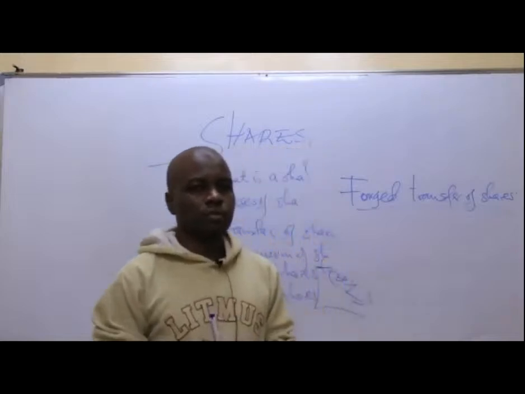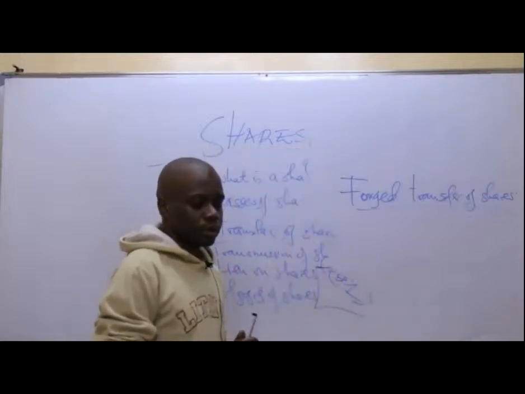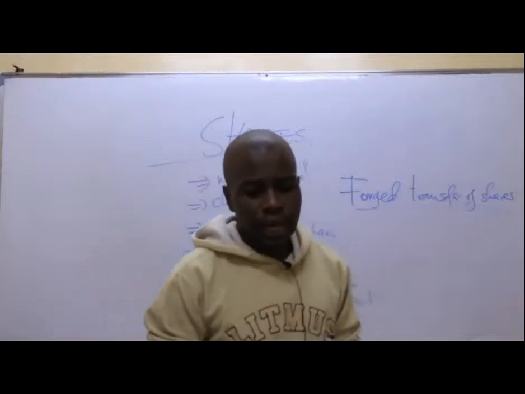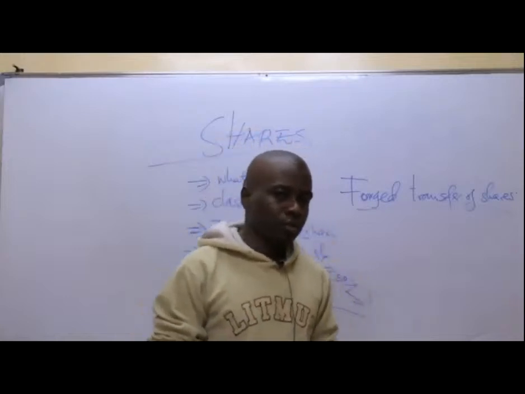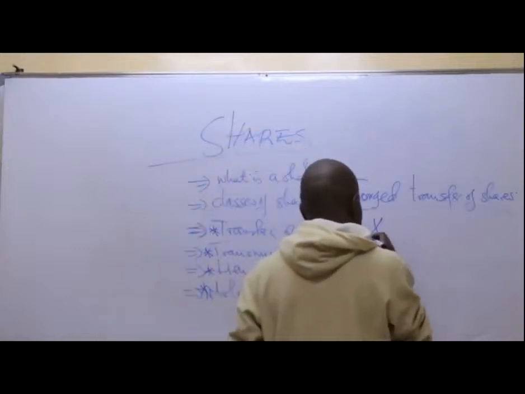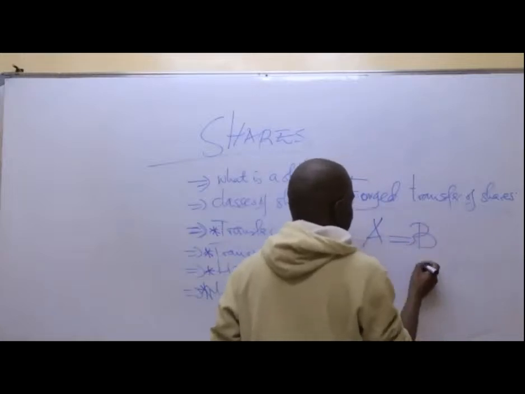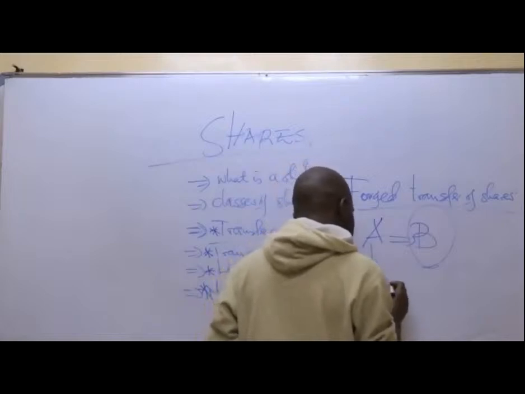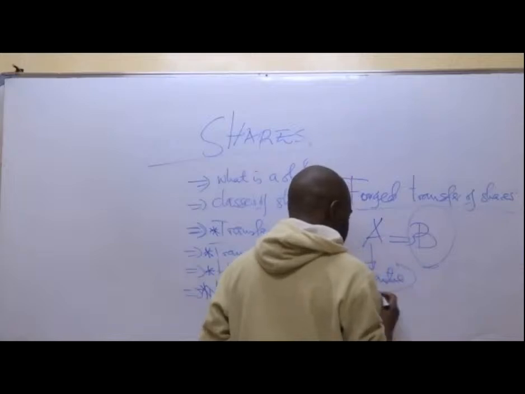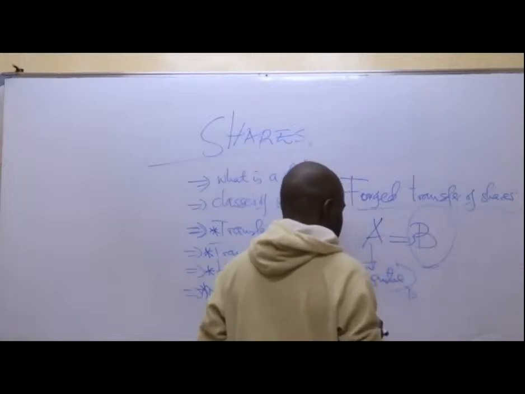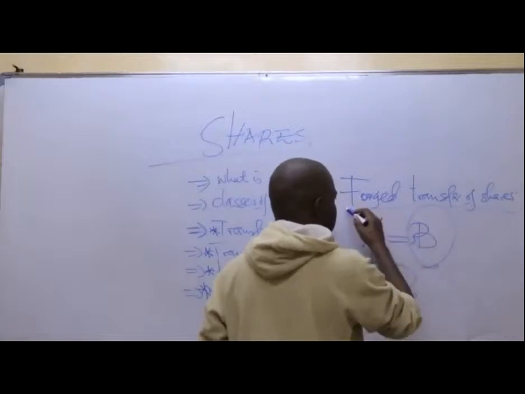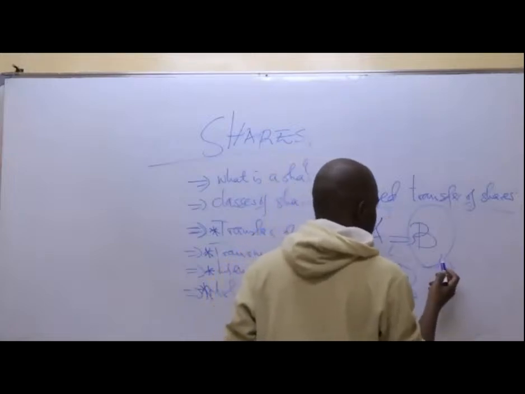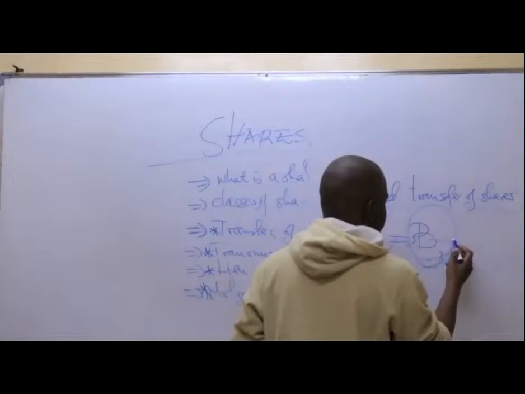That particular kind of transfer of shares, we call it a forged transfer of shares. So what we normally say is that any forged transfer of shares is actually null and void, and it will never pass title. For example, if we have two parties, A and B, and the shares were transferred to party B as a result of a forged signature on the share transfer form, that particular kind of transfer we call a forged transfer. So it is null and void. It will never pass title to the transferee.